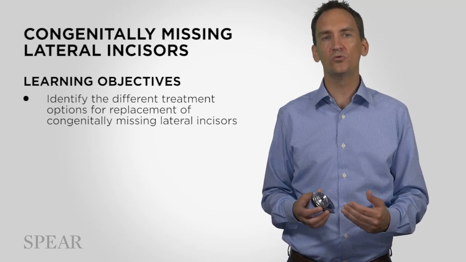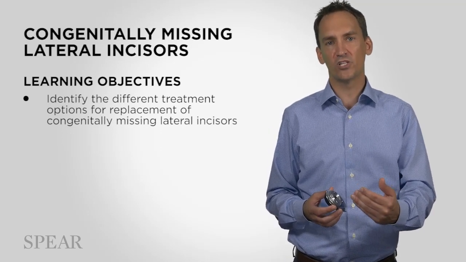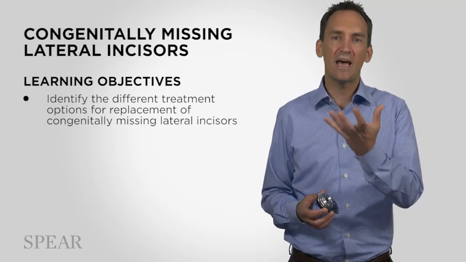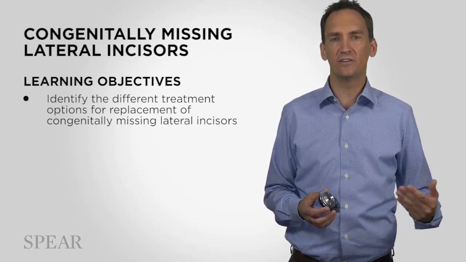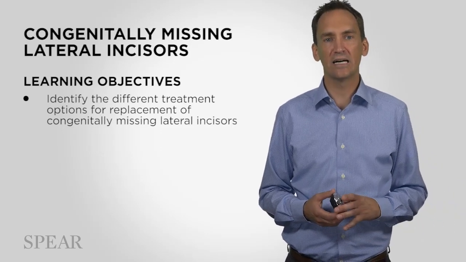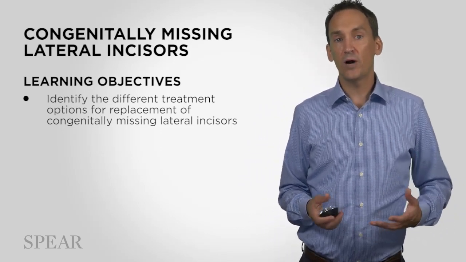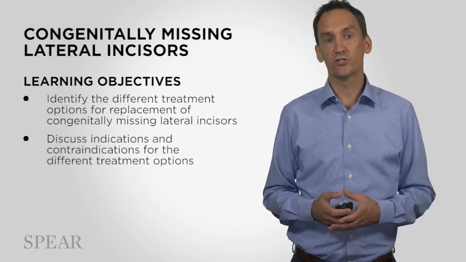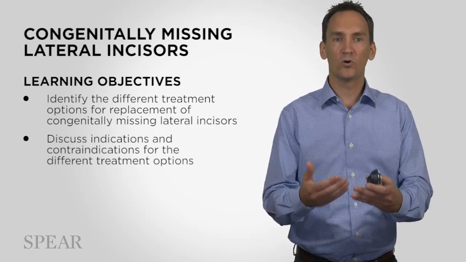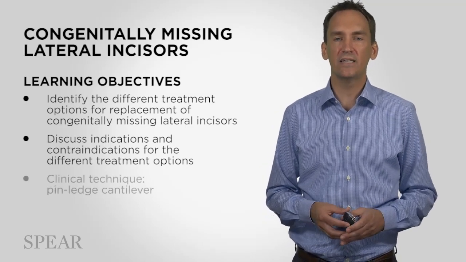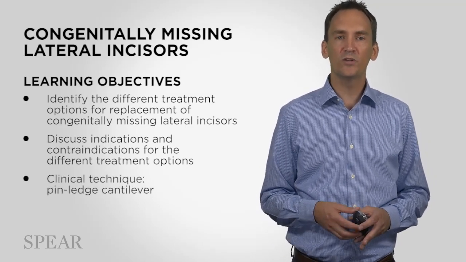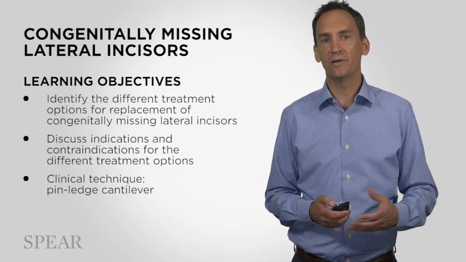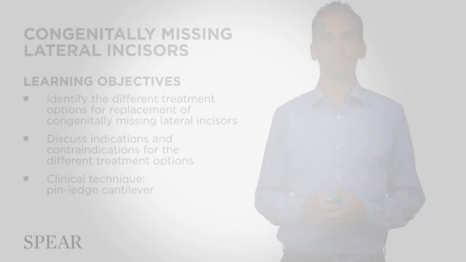Maybe because they choose not to have an implant. They don't want to have the necessary surgery. Maybe they don't want to have the necessary orthodontics. So we have to have the ability to look at different options to replace that lateral incisor. And in the process, look at the indications and contraindications for some of these different treatment options. And then we're going to end with looking at a clinical technique of an option that, although we don't have to use it routinely, it's nice to have in our bag of tricks, and that's a pin ledge cantilevered restoration.